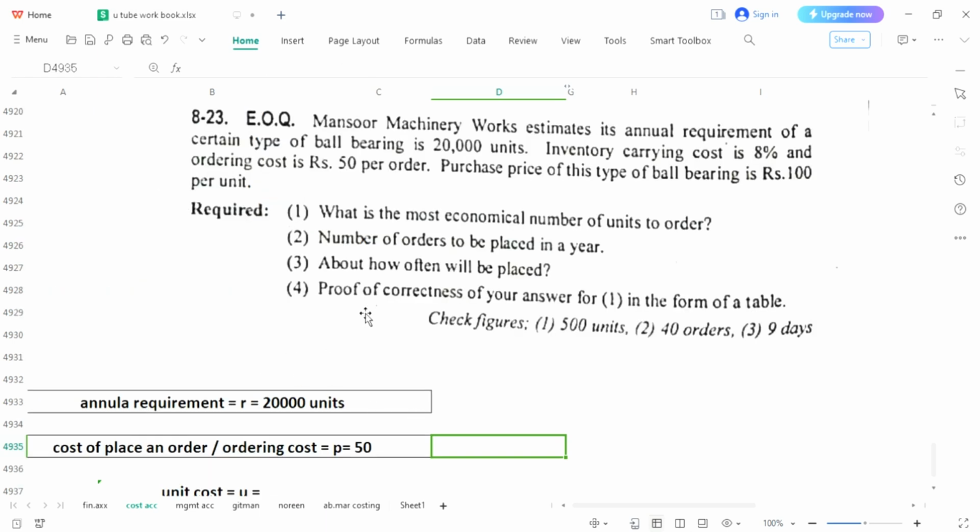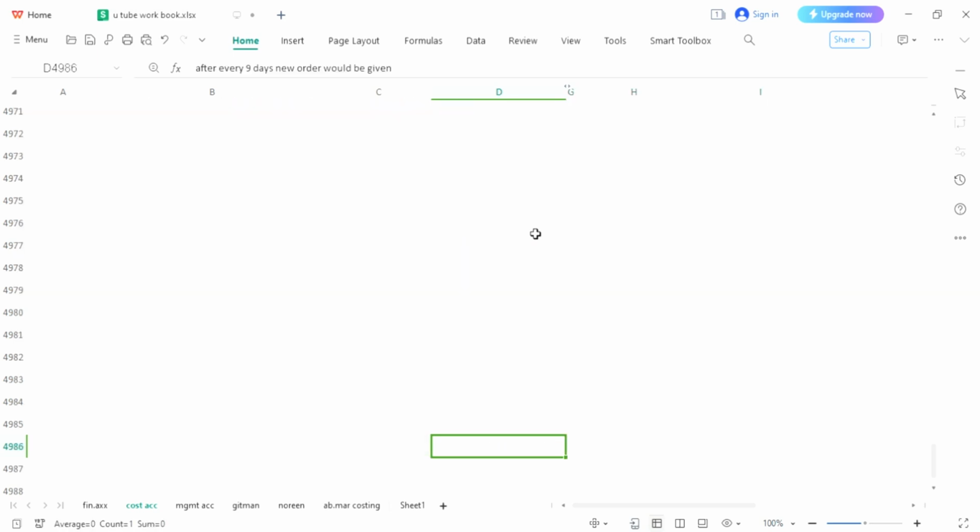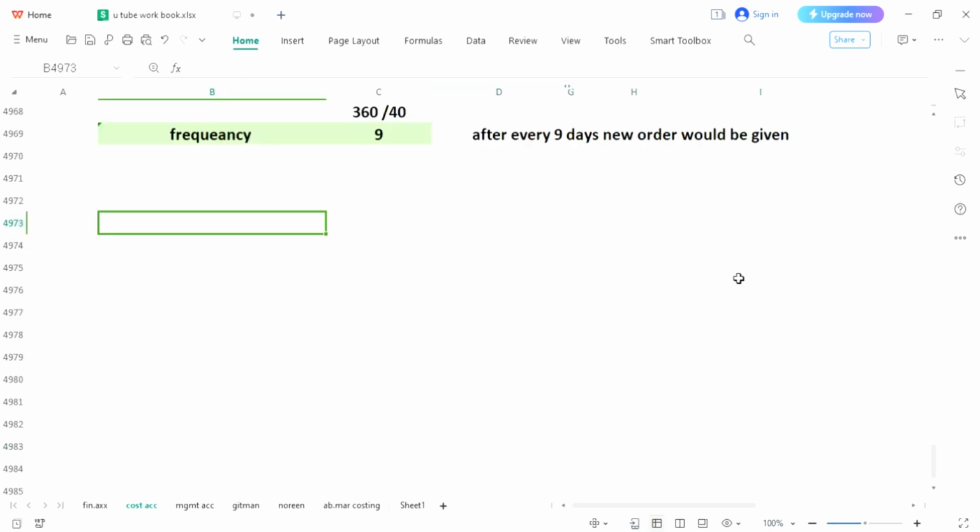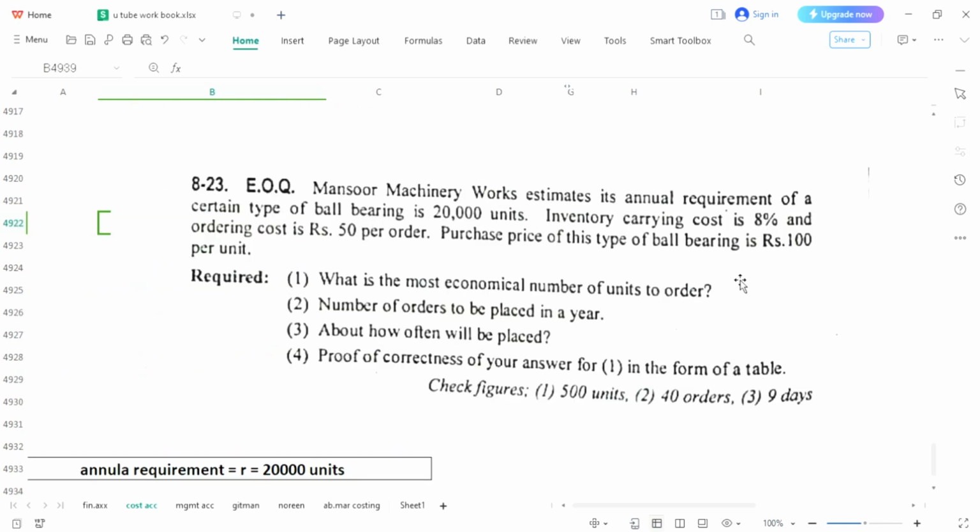Economic order quantity, we have claimed that this is the number of units with which we can get maximum economy. What is the most economical number of units to order? Okay, it's time to prove it. How? So guys, all 3 answers have been checked and compared, and now finally we have another requirement in our question: proof of correctness of your answer. What was our claim? Most economical number of units to order.